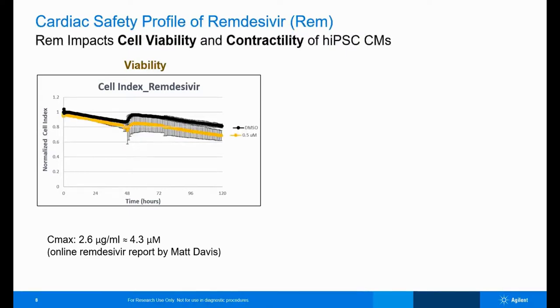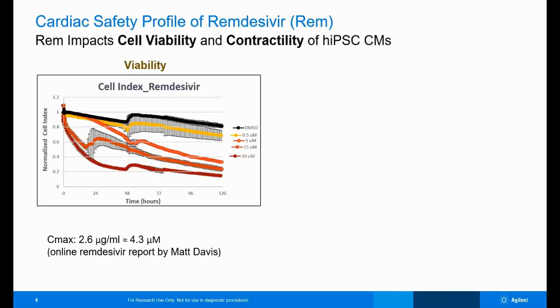At 0.5 micromolar, remdesivir didn't have much impact on cell index curve compared to this DMSO control. However, at 5 micromolar, it started to decrease cell index at 40 hours, which gradually decreased by 60% after 5 days treatment. As the concentration goes up, the reduction of cell index started earlier and showed more profound effects. Overall, remdesivir reduced cell attachment and variability in a dose and time-dependent manner.